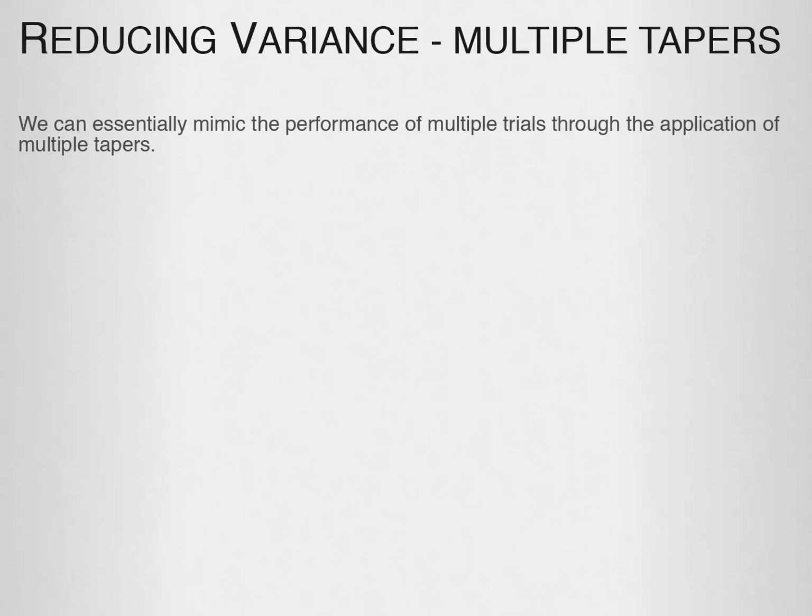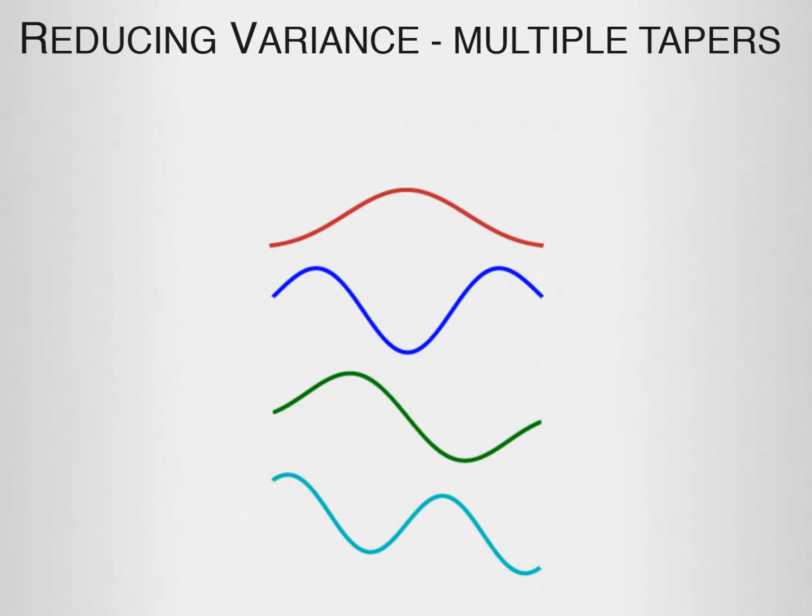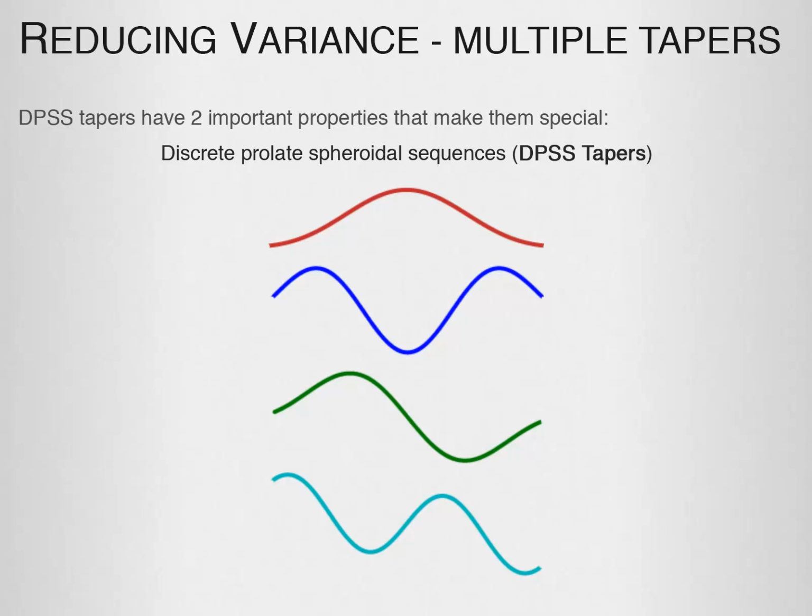We can essentially mimic the performance of multiple trials through the application of multiple tapers. Before, we were talking about using a single taper, but there are a variety of differently shaped taper functions available to us. Rather than using a single taper to compute the spectrogram, multi-taper analysis uses multiple tapers and averages their spectra. As we mentioned before, there are many different smooth functions that can be used as tapers. In this case, the tapers we choose come from a special class of functions called discrete prolate spheroidal sequences, or DPSS tapers.